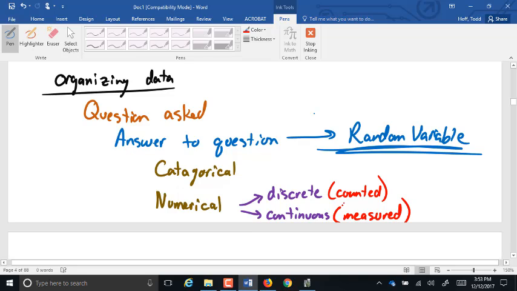Continuous is measured. How tall are you? How much time does this take? Those are all things that are measured. One of the technical definitions of continuous is no matter how close together two numbers are, you can always find a number in between them. No matter how close together two times are, there's room for a time to be in between them.